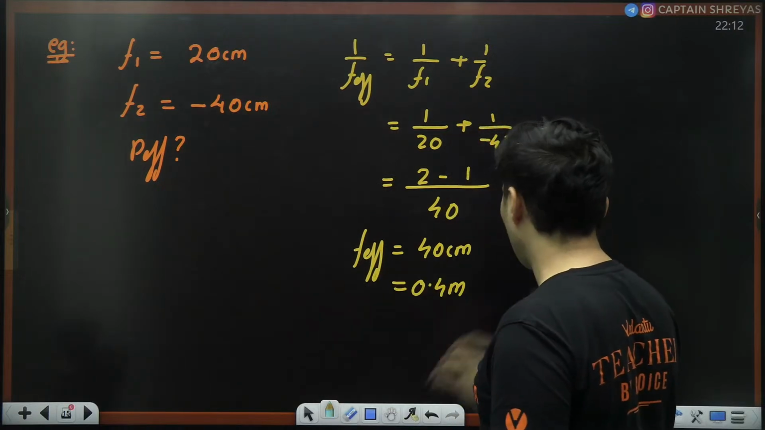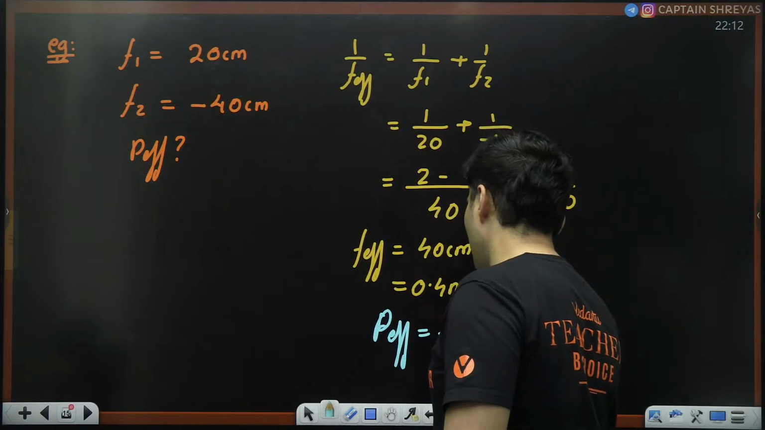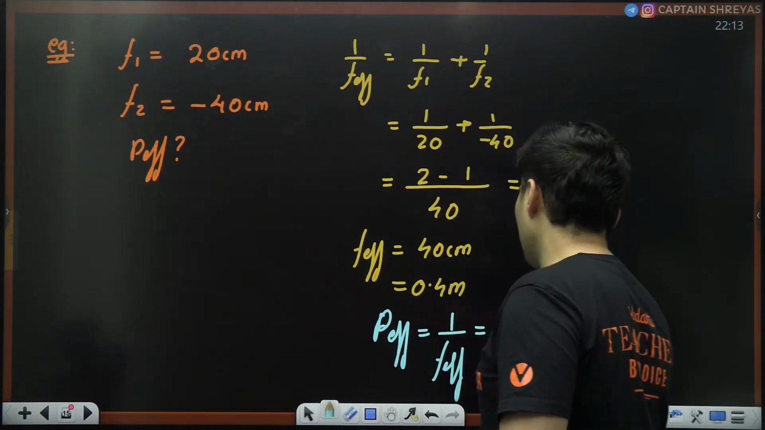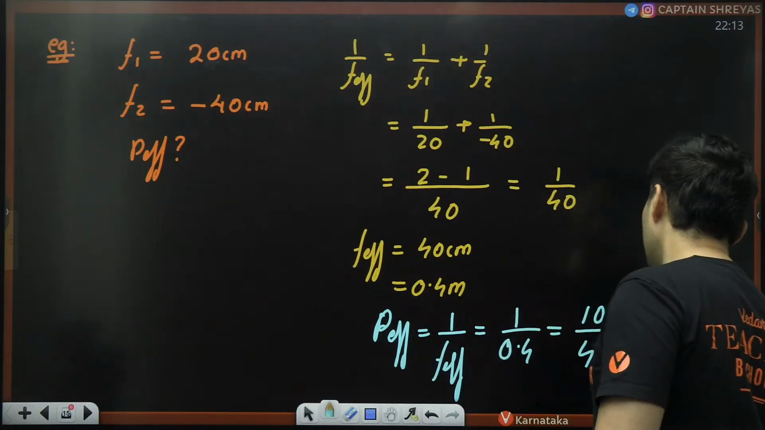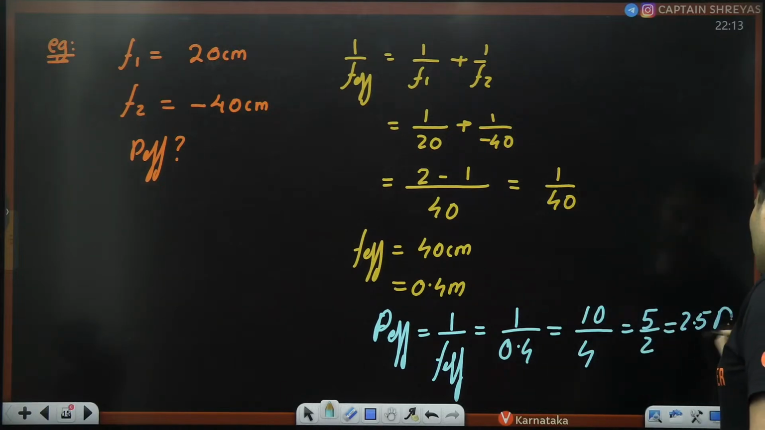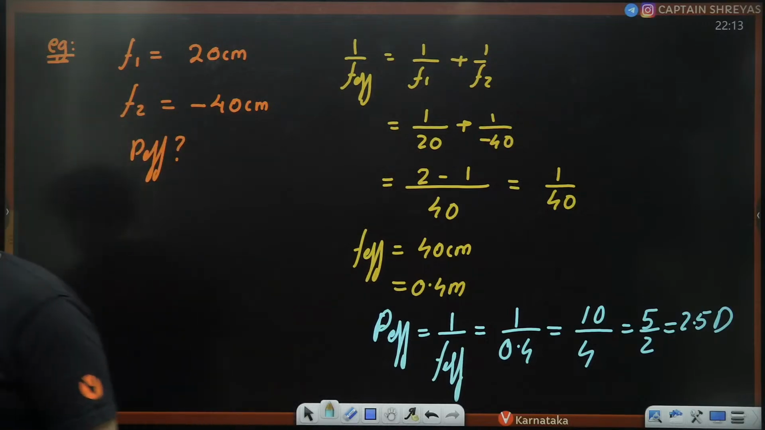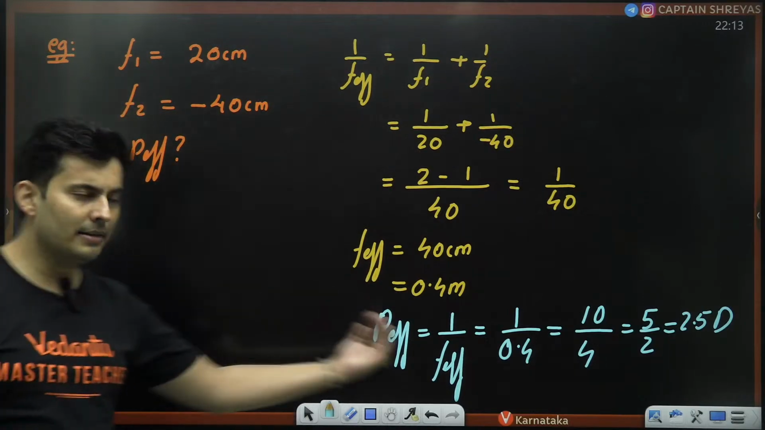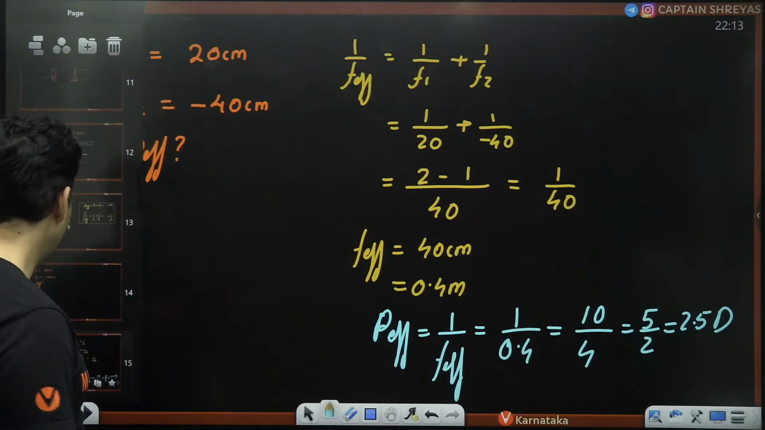But we want power, not focal length. So effective power is 1 by f effective. So it will be 1 by 0.4. 0.4 is 4 by 10, which is 2 by 5, so this gives 5 by 2, which is 2.5 diopters. So the answer for that is 2.5 diopters. Is it clear how to solve these kind of questions on effective focal length or effective power?